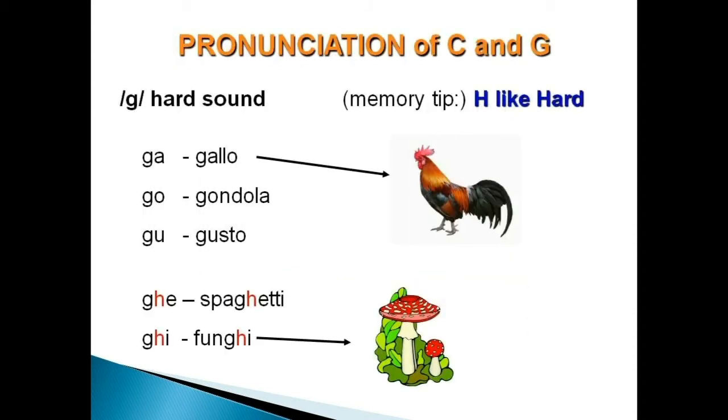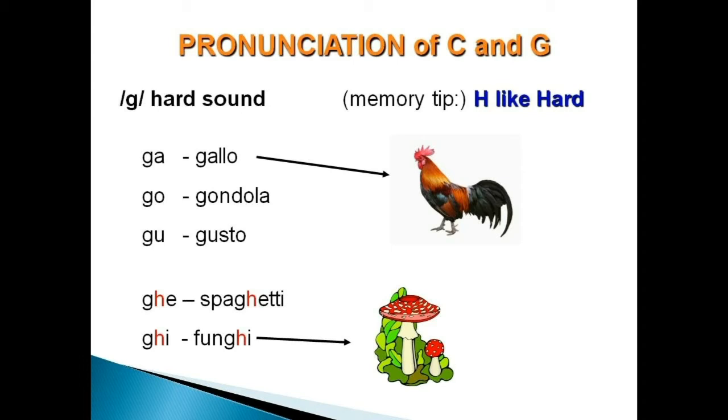Now let's look at the hard sound g. We have the syllables ga, go, gu, and then ge and gi. Repeat the first three words after me. Ga, gallo. Go, gondola. Gu, gusto. So these are just G-A, G-O, G-U, ga, go, gu. Pretty straightforward. Now, let's repeat the last two words.